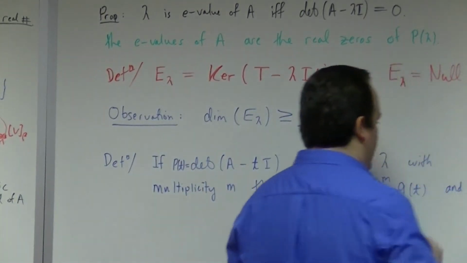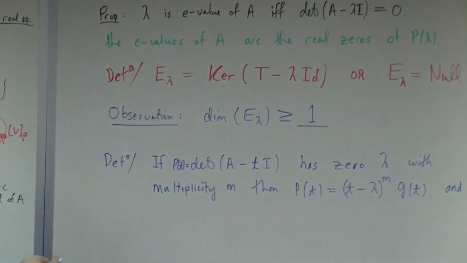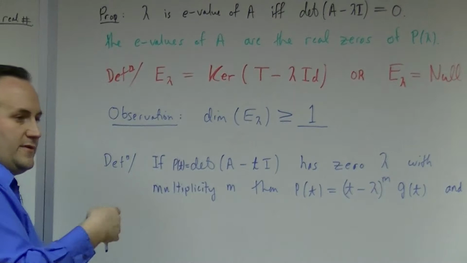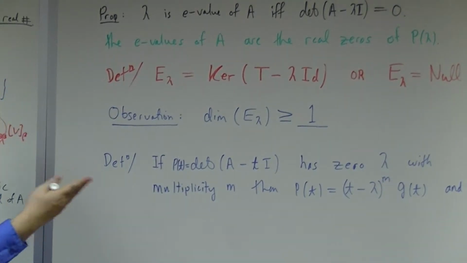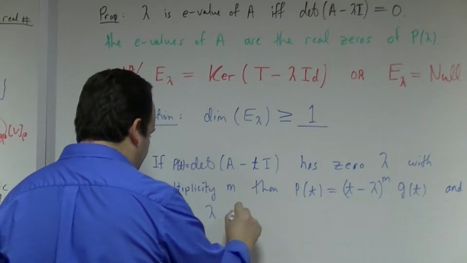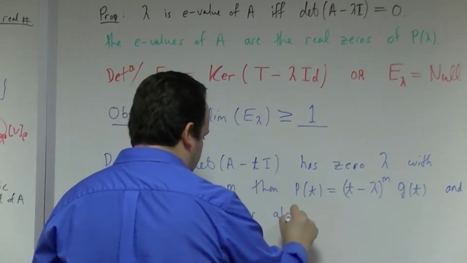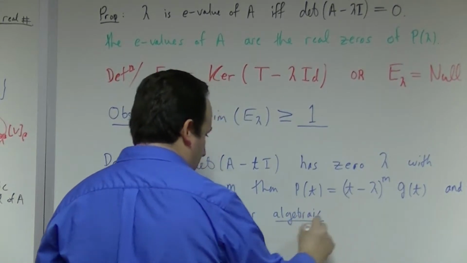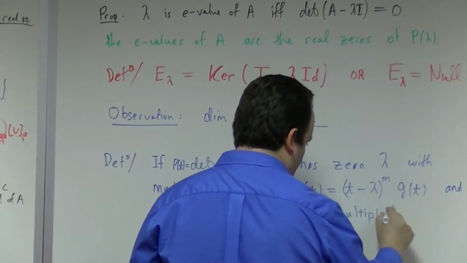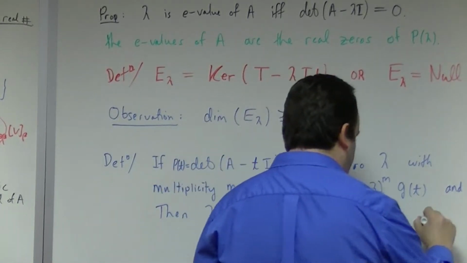So to be more clear, there's actually going to be two kinds of multiplicity here, right? This is the usual use of the word multiplicity. I'm making a definition. What have I defined here? We say then lambda has what's called algebraic multiplicity m.